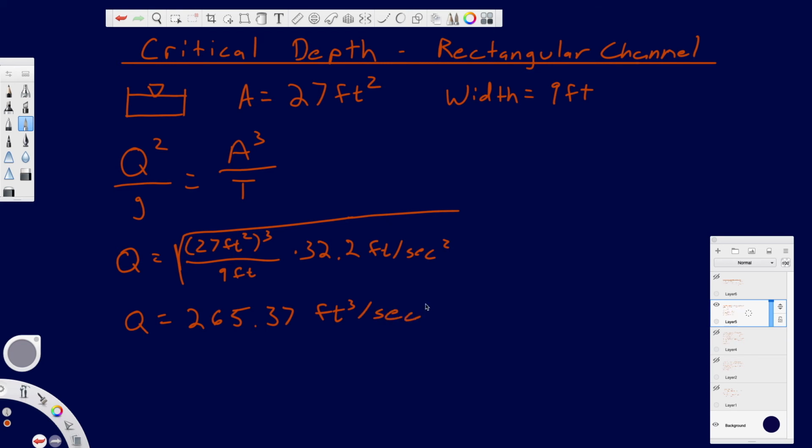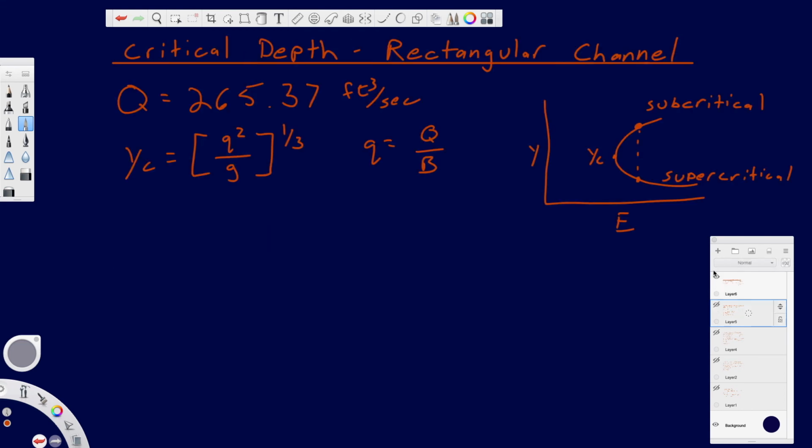All right, and then from that, we can solve what our critical depth is. So we come over here, we've got our Q rate, our flow rate that we solved in the last part of this problem. Now the formula for critical depth, I see it written a lot of different ways. I believe in the FE handbook, it's written as this little q squared over g to the 1/3, where this little q is going to be the flow rate divided by the base width, right? So in a rectangular channel, obviously the top width and base width are going to be the same.